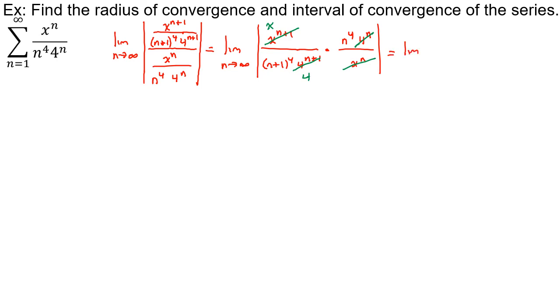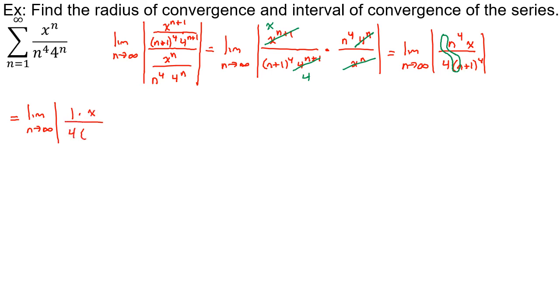So I'm left with a limit as n goes to infinity. On top, I have n to the 4th, oh sorry, n to the fourth times x. I'll put the x up there as well. And on the bottom, I have 4 times n plus 1 to the fourth. So as I go to infinity, I get the ratio of the numbers in front for the n's. So there's a 1 here and a 1 there. So I'll get 1 times x over 4 times 1 to the fourth.